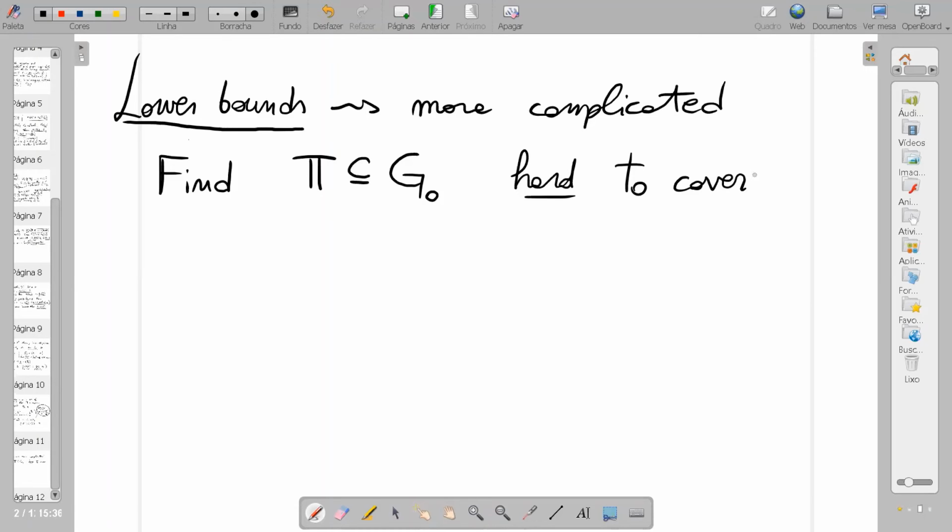And now, what will be the set? Maybe this will be a set that, if you write, first of all you have to write n in base 2. So you write n in base 2.